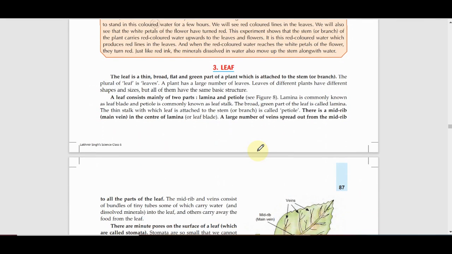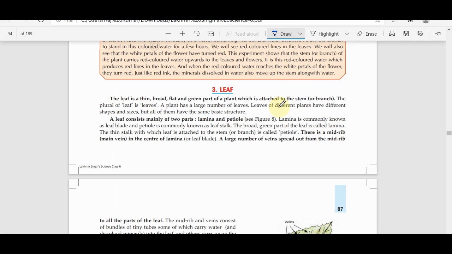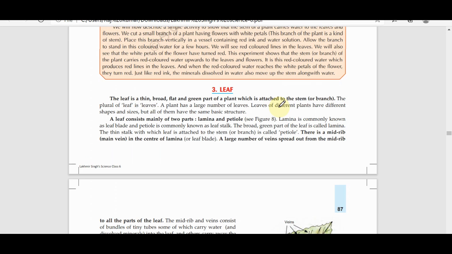Now we will discuss the leaves. As you know, the leaf is thin, broad and flattened in the surface, and this is the green part of the plant, and they are directly attached to the stems or the branch. And generally we call it leaf for the singular, and if we talk about the plural, it will become leaves.